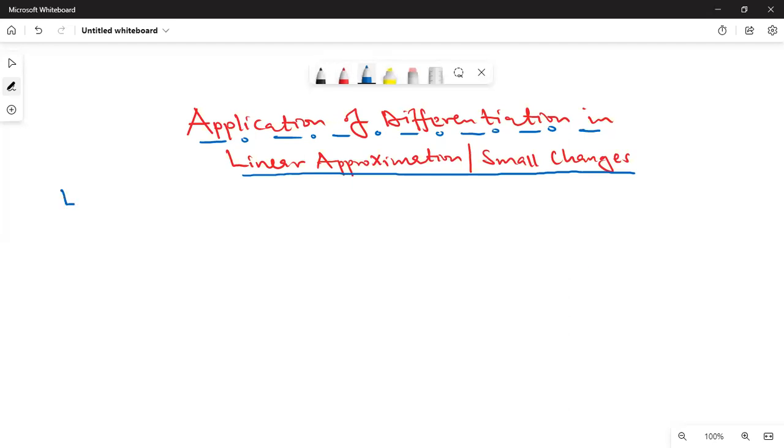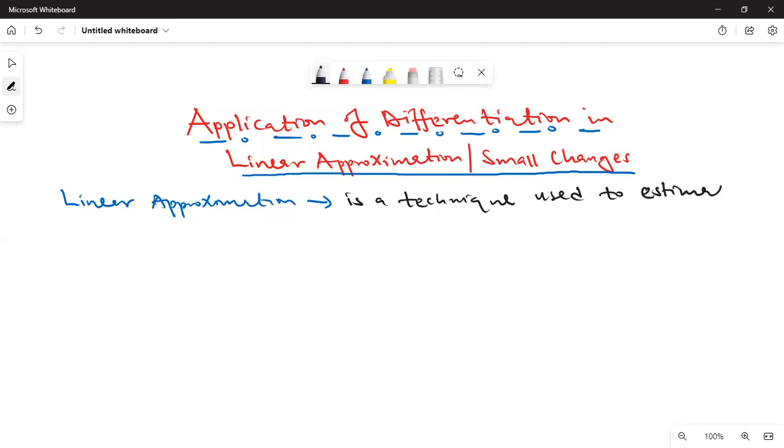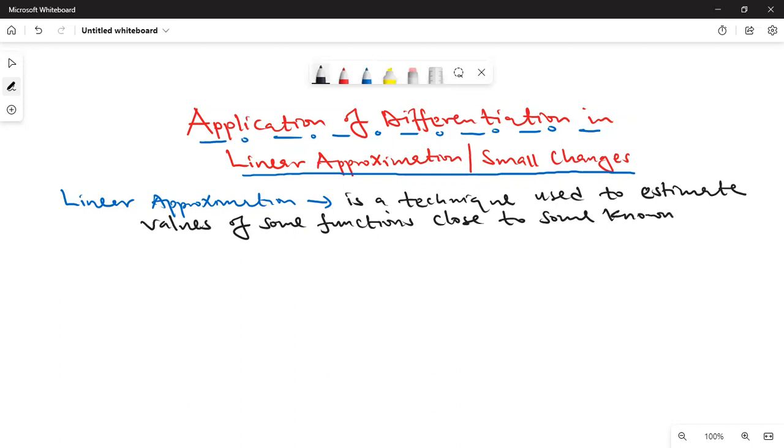So let me write linear approximation. This simply means that it is a technique used to estimate values of some functions close to some known results. So that is what we call linear approximation.